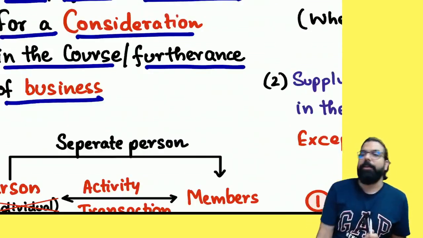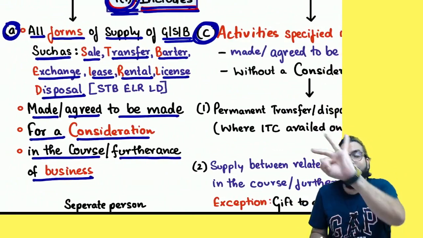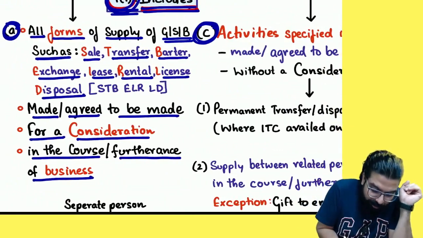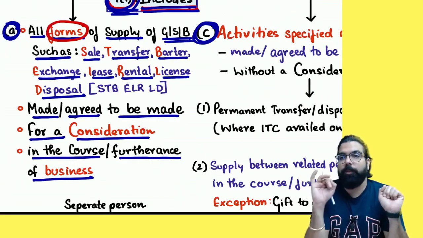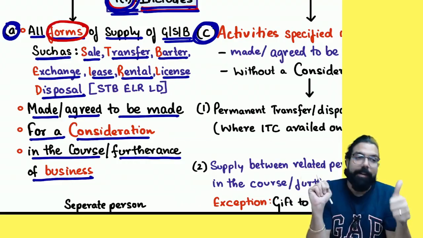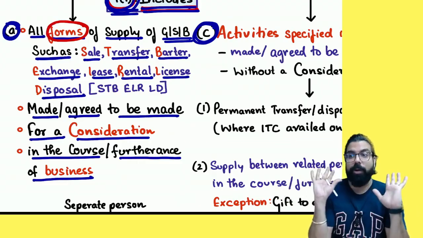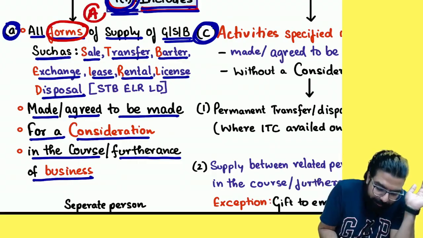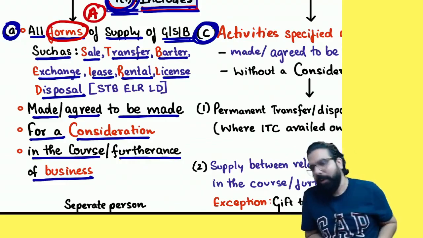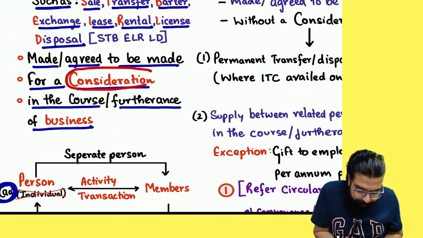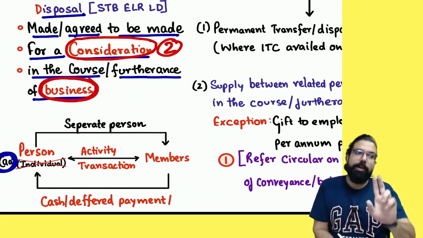People, what did you understand by this? Listen. They are telling to be included in supply, there are 3 things which are important. Number 1, it should be a form of supply. Like, you should have done a sale, transfer, barter, exchange, lease, rental, license, disposal. Any kind of activity you should have done. First of all, it should be a form, means an activity. Secondly, it should be done for a consideration. Thirdly, it should be done in the course of business.